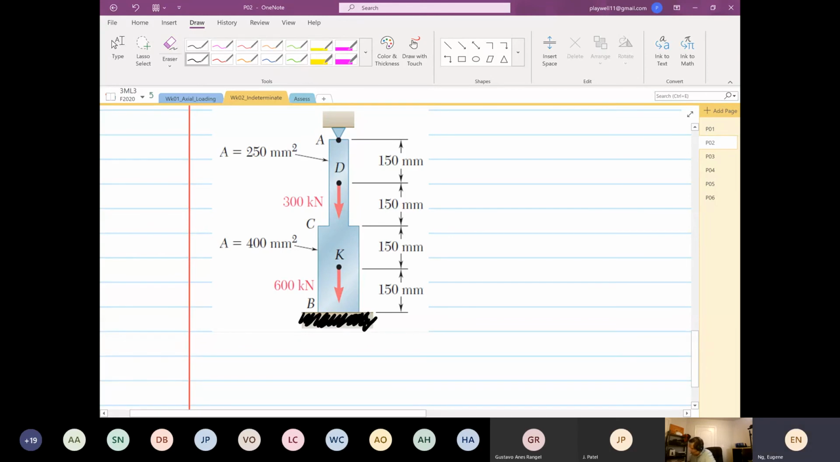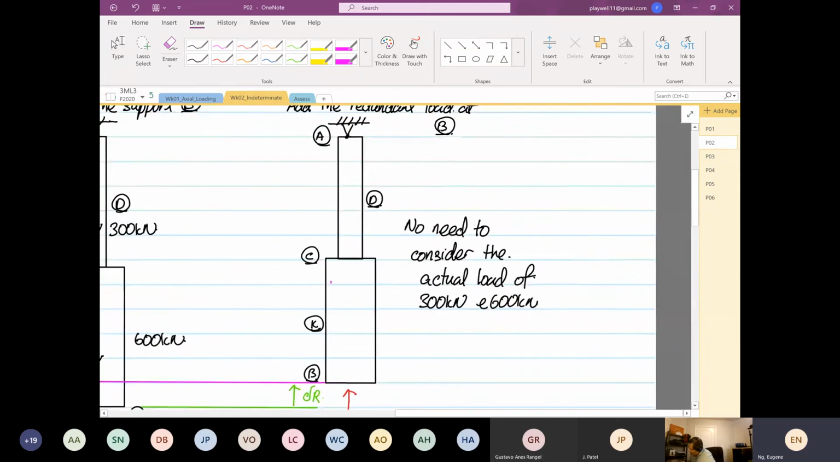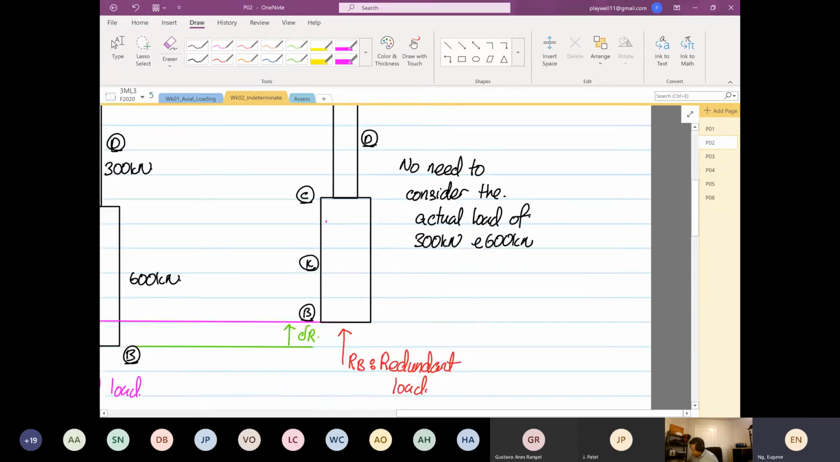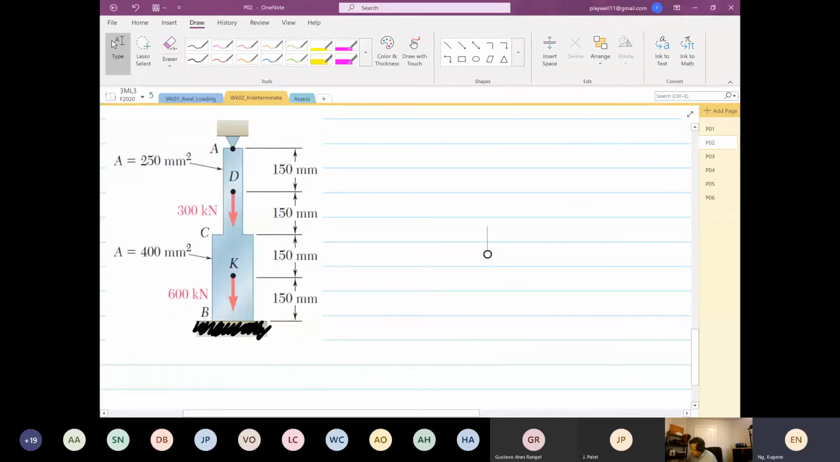Okay. Right. So like what I taught earlier, right? Like what you guys have seen earlier. We are going to add the redundant member, right? And we don't need to consider the actual load of 300 and 600. Okay. So we are going to introduce a redundant load at point B. Okay. So over here, we're going to introduce a redundant load. All right. So we're going to put a redundant load. And we call this RB.